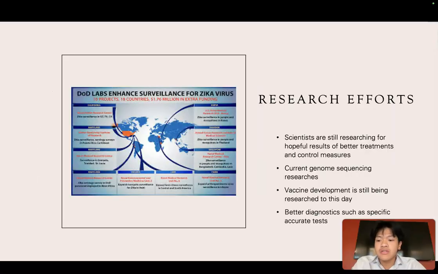And then research efforts are also being made. There's actually no vaccine, as we know, and scientists are still researching for hopeful results for better treatments, and current genome sequencing research, which is basically researching the mutations of the disease as well.